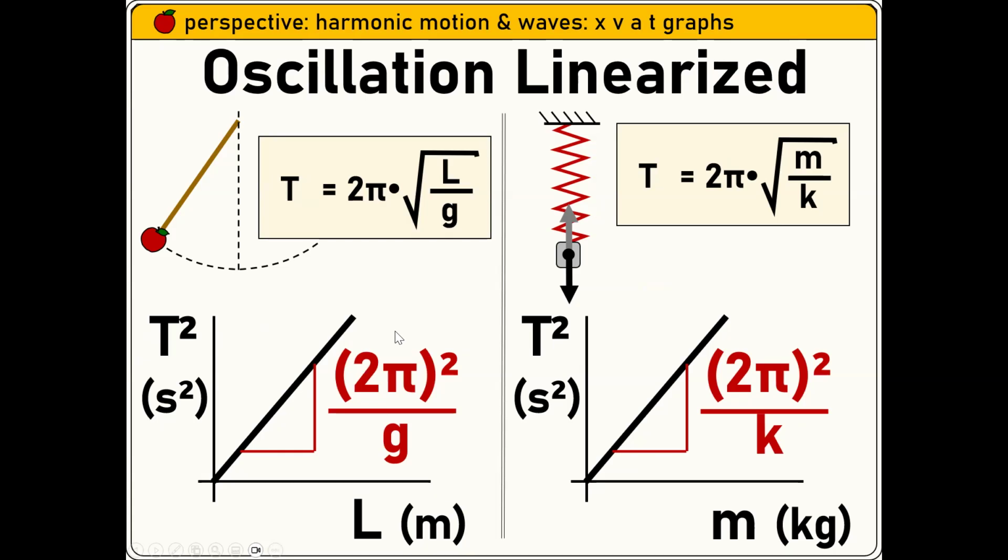1 over g. Could I swap the axes? Could I put L up here and 2 pi quantity squared t squared down here? And the slope would just be g, wouldn't it? You do that. And then kind of similar story for block on spring.